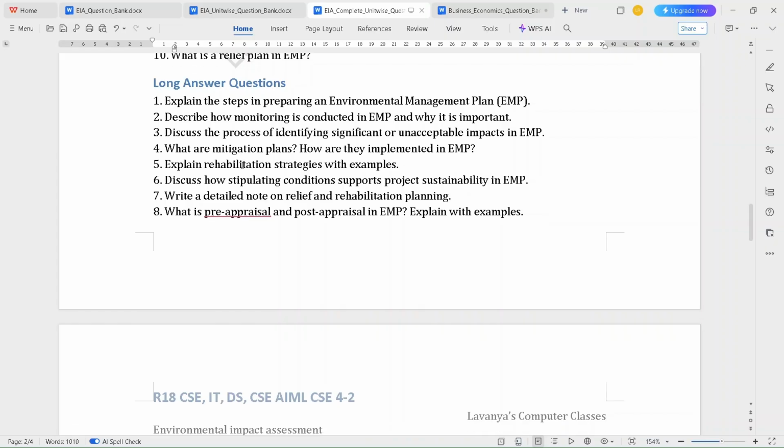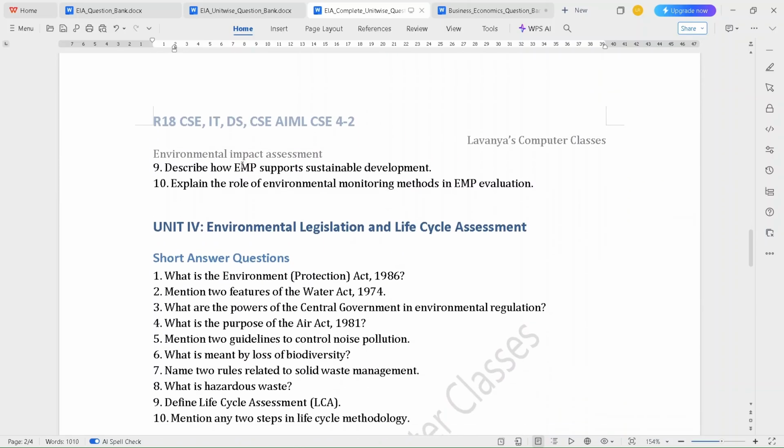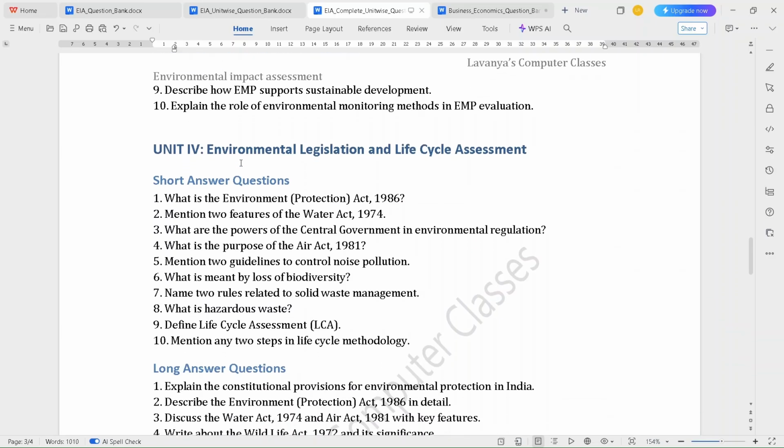What is pre-appraisal and post-appraisal in EMP? Explain with examples. Describe how EMP supports sustainable development. Explain the role of environmental monitoring methods in EMP evaluation.